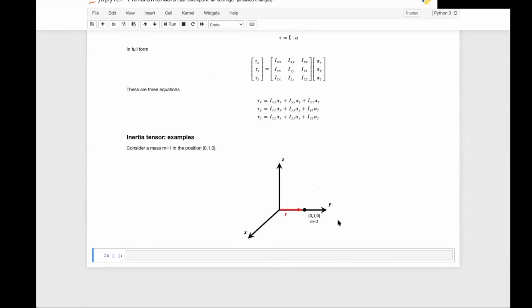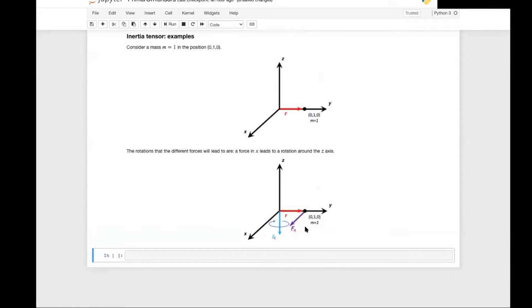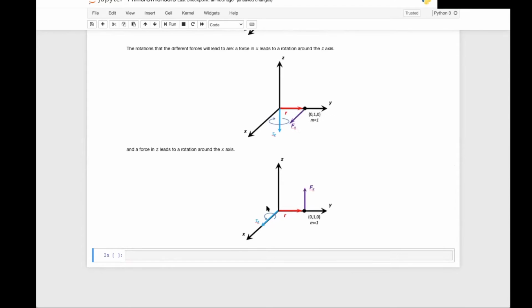To clarify it, let's give a few examples. Consider a mass of unit mass, m equal 1, which is put here in the position 0, 1, and 0. So let's see what is the rotation that the different forces will lead to. A force in x is going to produce a torque in the z direction, and a force in z is going to lead to a rotation around the x-axis.